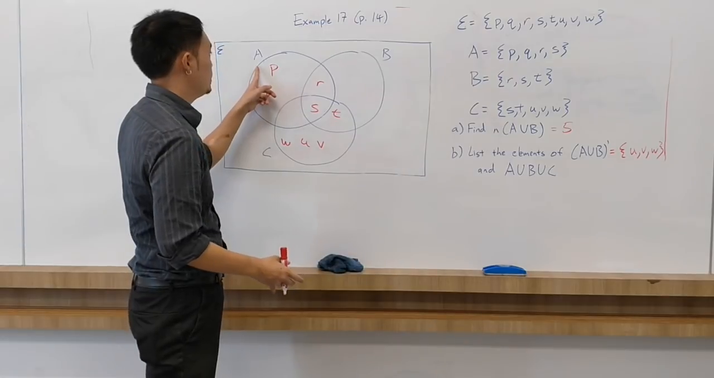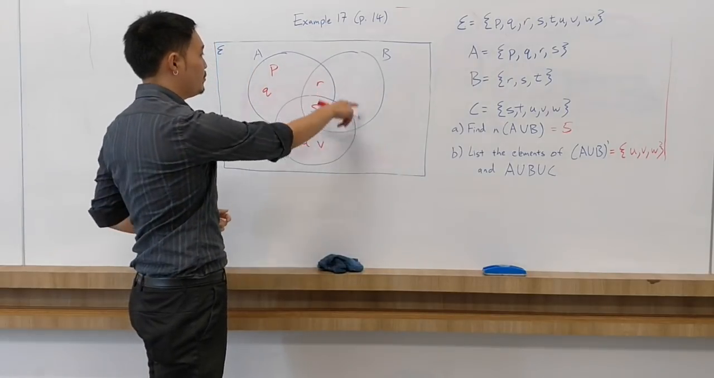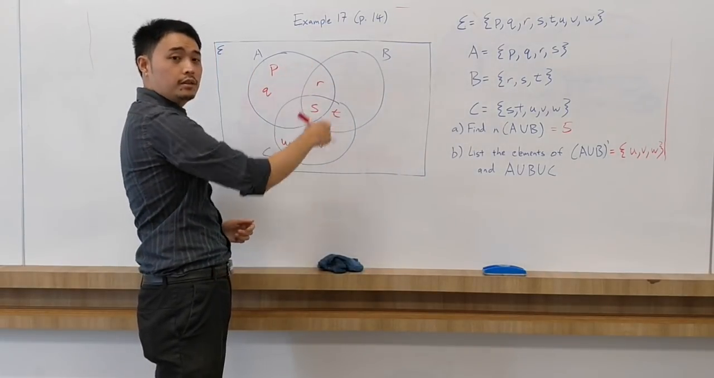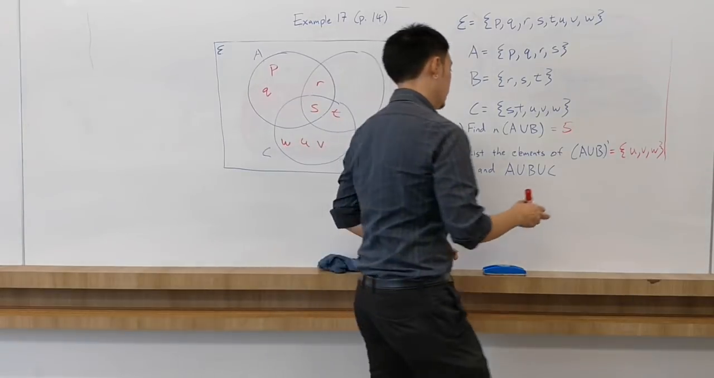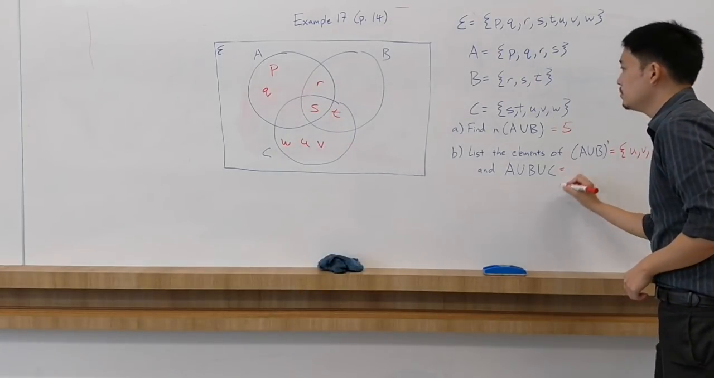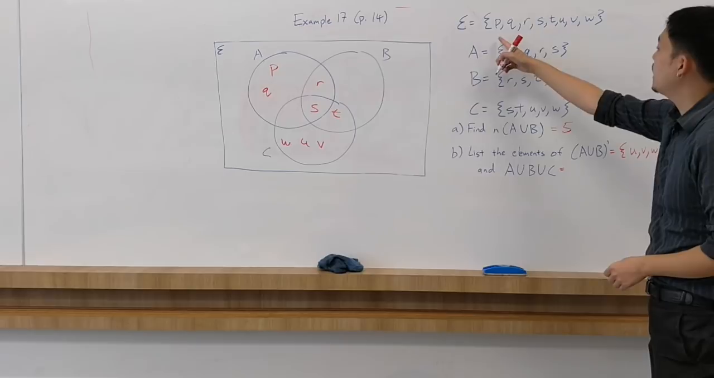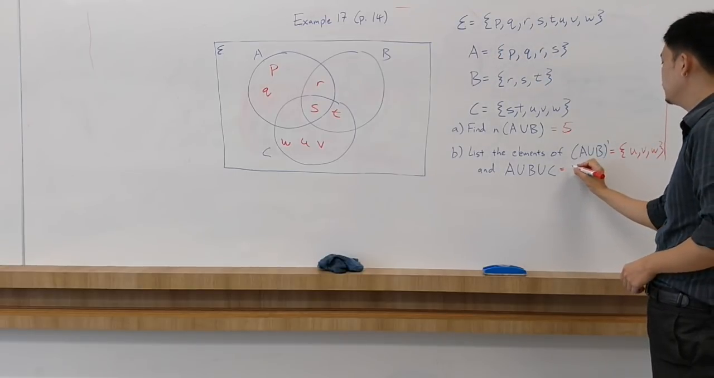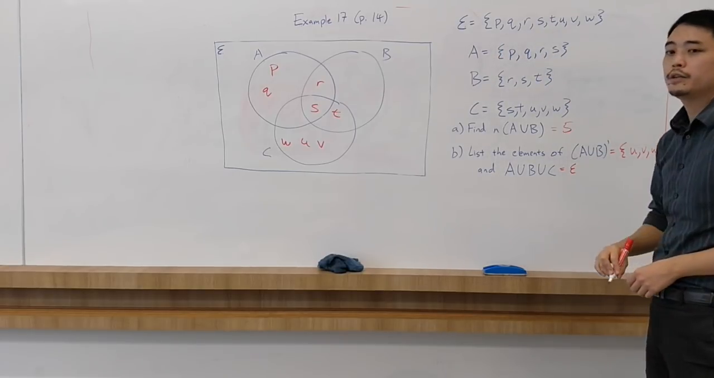And what about A union B union C? Well, that's either A or B or C, so it's everything that's inside these three bubbles. In that case, every single letter, right? The entire universal set. We can basically write it as that.